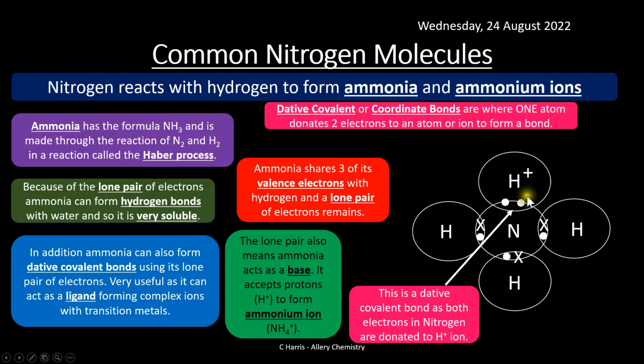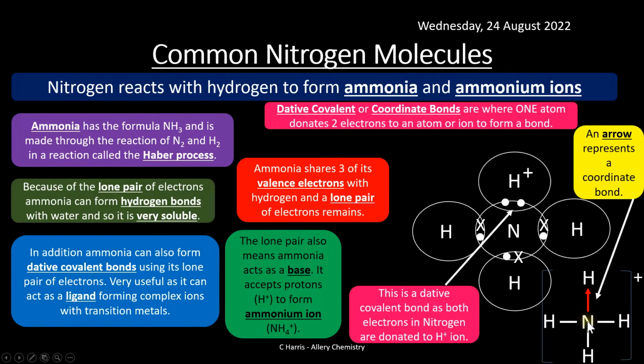So the lone pair on ammonia means it acts as a base. So remember, bases or Bronsted-Lowry bases are proton acceptors, so they will accept this proton. So effectively, ammonia is acting as a base, and it's forming this ammonium ion, which looks like this, and the ammonium ion is NH4+ with that plus charge. So it's got this additional proton attached to it, and the dative covalent bond or the coordinate bond is represented by the red arrow that you can see on there.